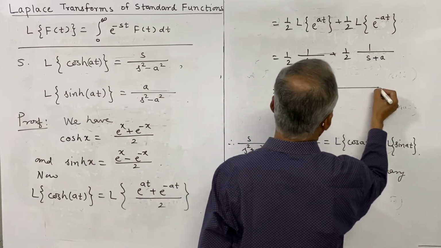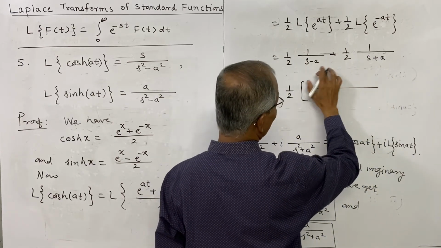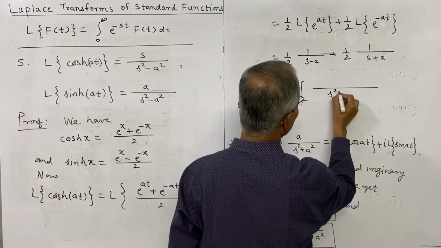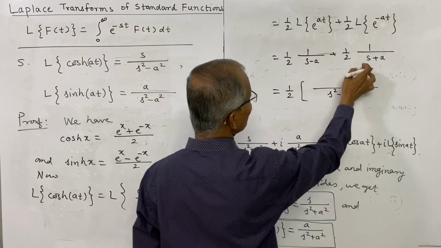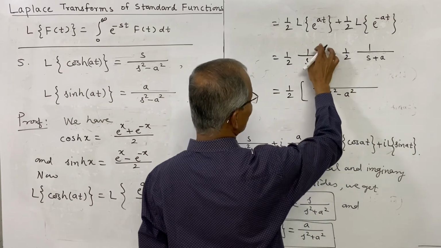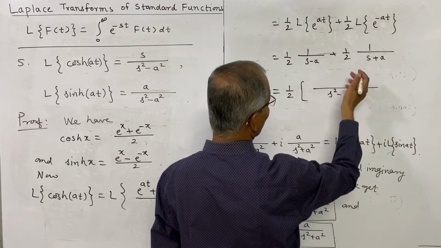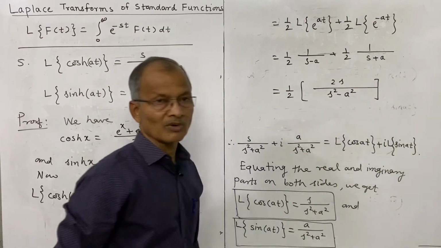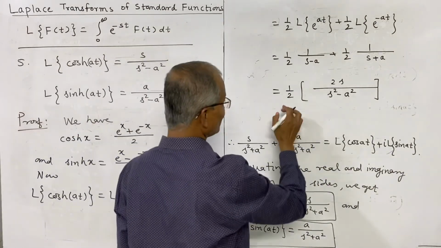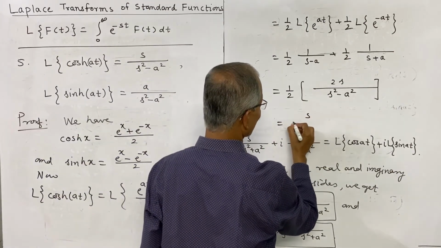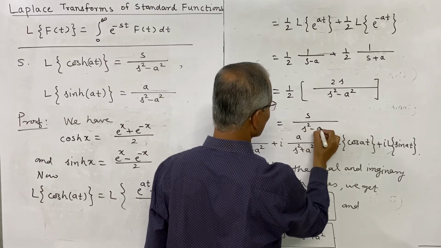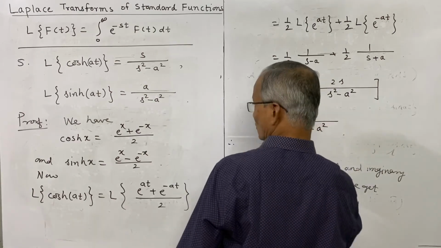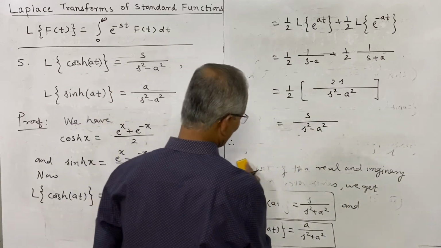We can take half common, and this can be written as half into bracket, the addition of these two. While taking the addition we shall take the LCM as their product, which will be s square minus a square, and at the numerator there will be the addition of s plus a and s minus a. So plus a minus a cancels, it remains 2s. You can check this easily. This half and 2 cancel, and what remains is s divided by s square minus a square. So this is the Laplace transform of hyperbolic cosine of at.